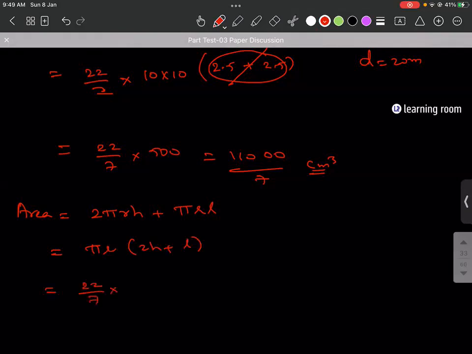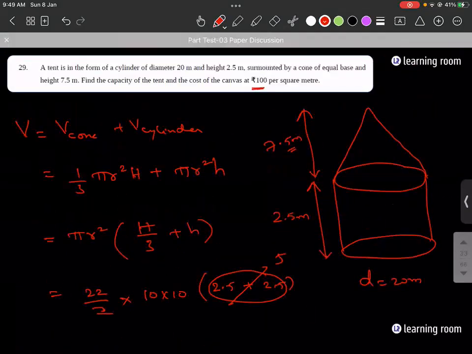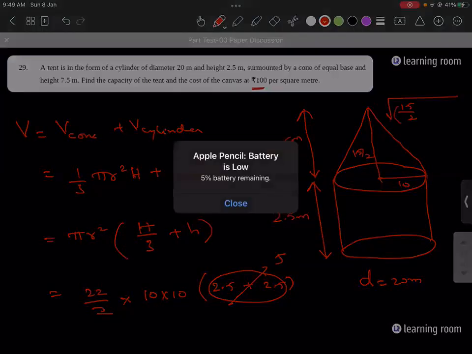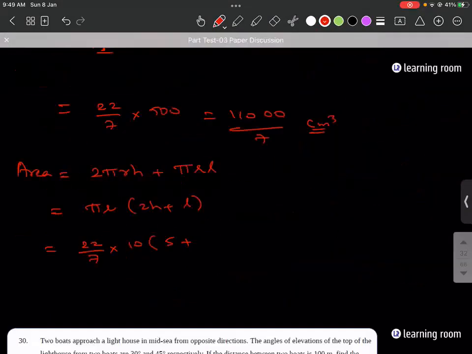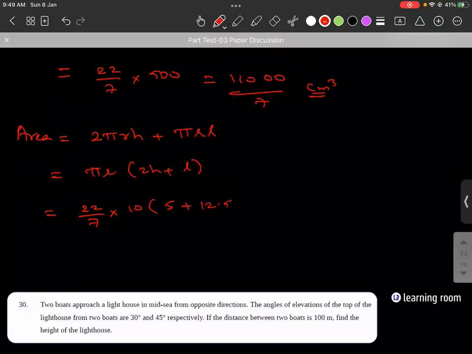22 by 7 into r is how much? 10 into 2h is 5 plus l is how much? This is 10, this 15 by 2. So l will be root of 15 by 2 the whole square plus 10 square. It will be 12.5, sir. The slant height, okay, 12.5.